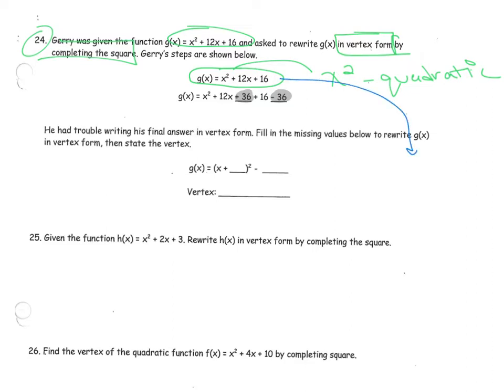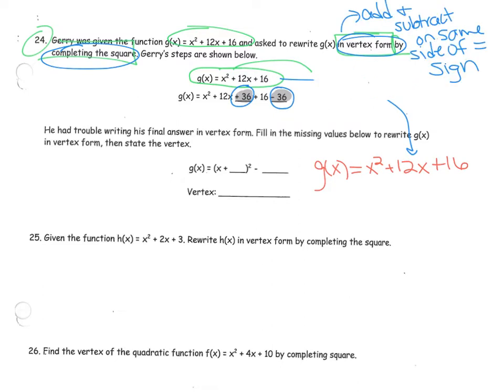So I have g of x equals x squared plus 12x plus 16. Okay, now, in order for us to solve this by completing the square in vertex form, this is just a little different, but nothing crazy. Instead of adding to both sides of the equal sign, we're going to add and subtract on the same side of the equal sign. So I'll write that down. I wrote that here for you. Add and subtract on the same side of the equal sign.